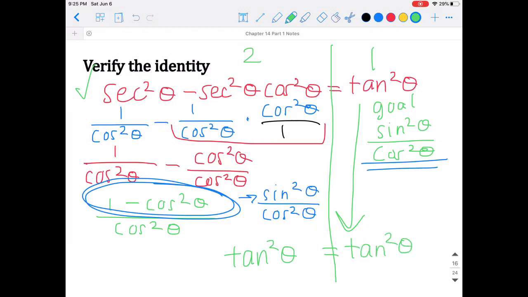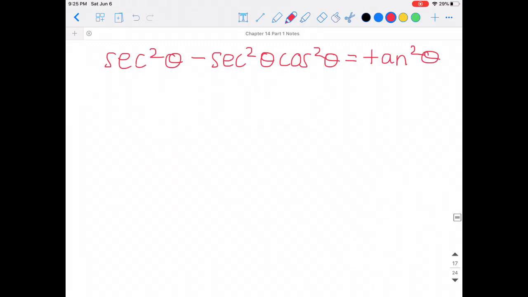So you know you're finished verifying when your left and your right side are exactly equal to each other. Again, like I said before, there can be multiple methods to solve these problems, so don't get frustrated if you try a different way and it works. That's fine. There are multiple methods, and I'm going to show you that now by completing this problem again in a different way. So we have the same exact problem. Secant squared of theta minus secant squared of theta times cosine squared of theta equals tangent squared of theta.